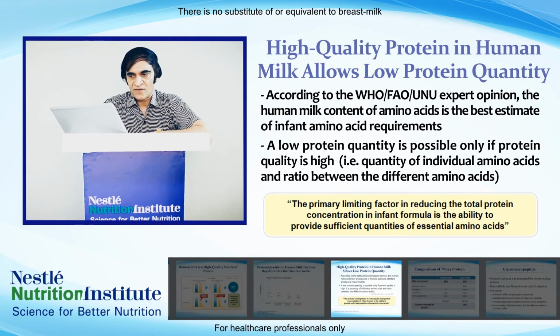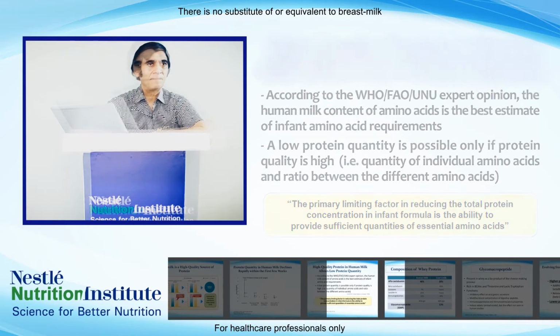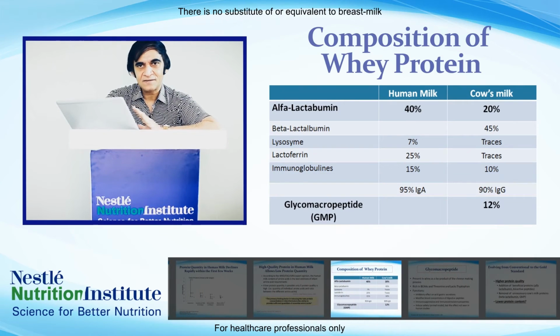The primary limiting factor in reducing the total protein concentration in infant formula is the ability to provide sufficient quantities of essential amino acids. In these slides, on the difference between the composition of human milk and cow's milk, we are giving importance in this slide to GMP, glycomacropeptide. You see in this slide, the GMP content of the cow's milk is around 12% and is almost nil in human milk.